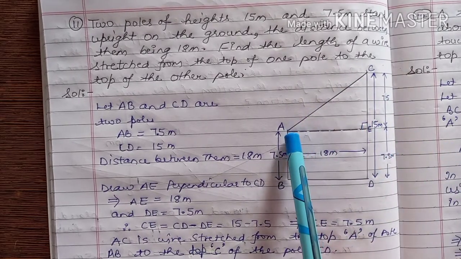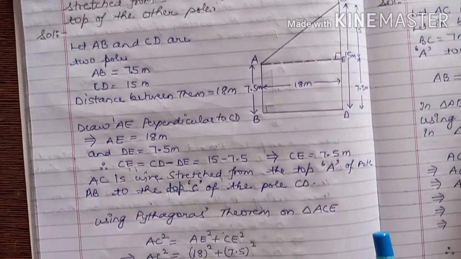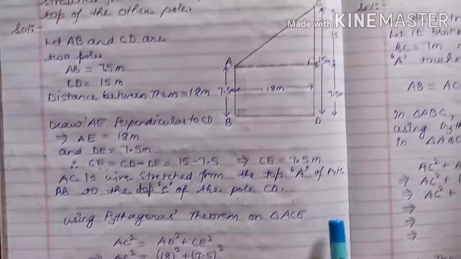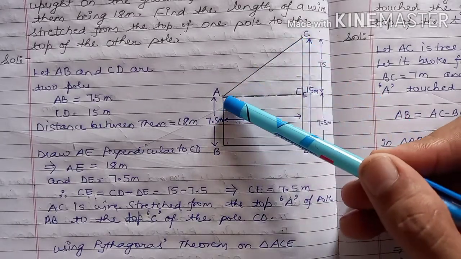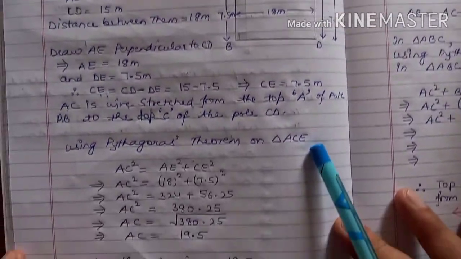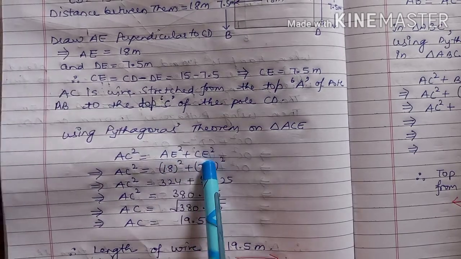Now we consider this triangle AEC. Here angle is 90 degree. So we apply Pythagoras theorem on triangle ACE. It says hypotenuse square, that is AC square, is equal to the sum of squares of other two sides, that is AE and CE. So it means AC square is equal to AE square plus CE square.